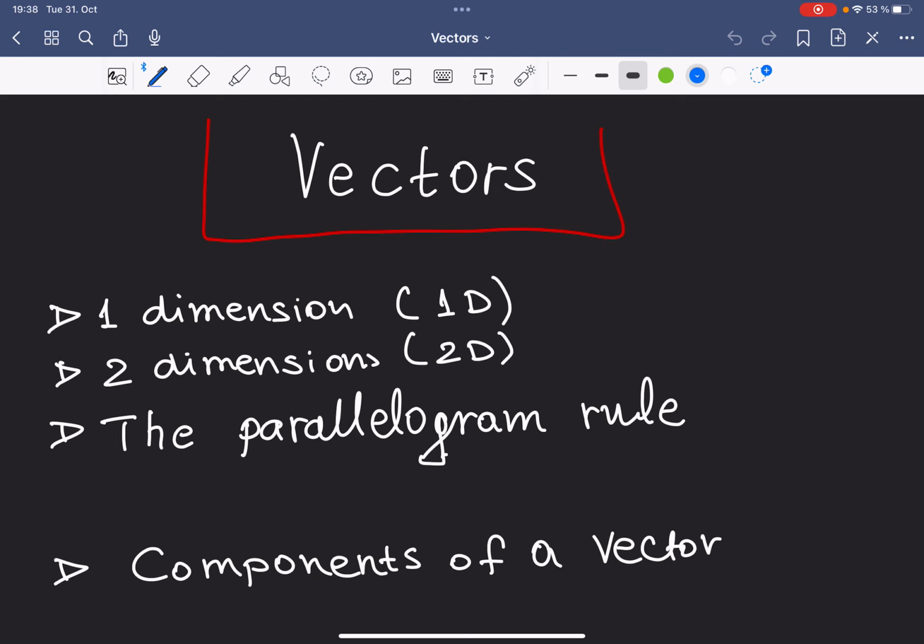Today's focus is going to be on vectors, and we're going to see some examples for vectors, in particular forces in one dimension. Two dimensions, which is something new. We'll be introducing the parallelogram rule, and then probably the second part of the video is going to be on resolving a vector into its components.